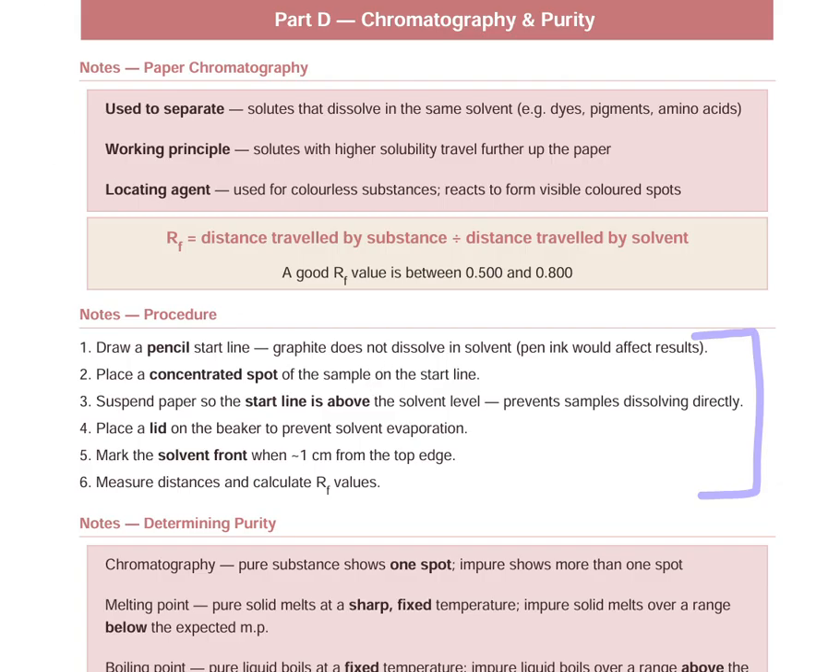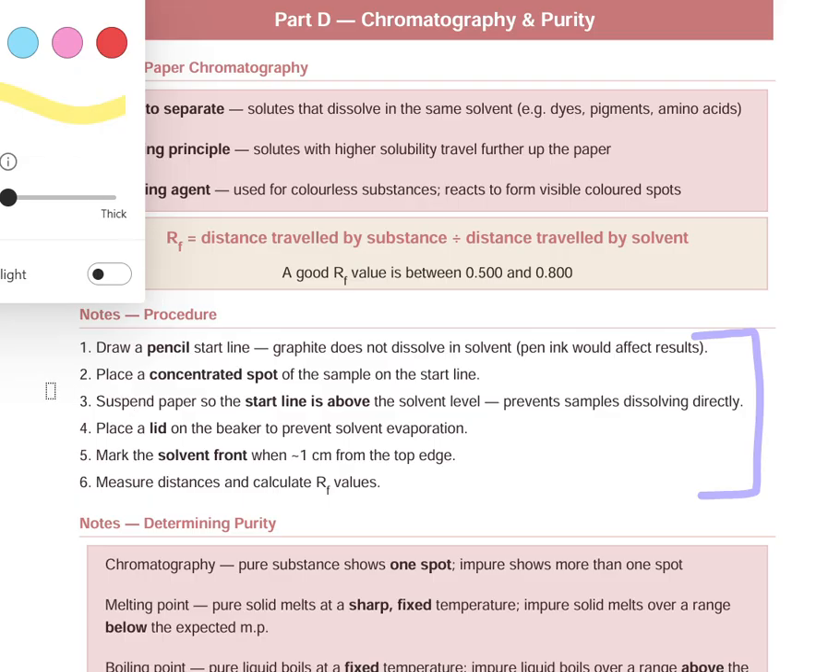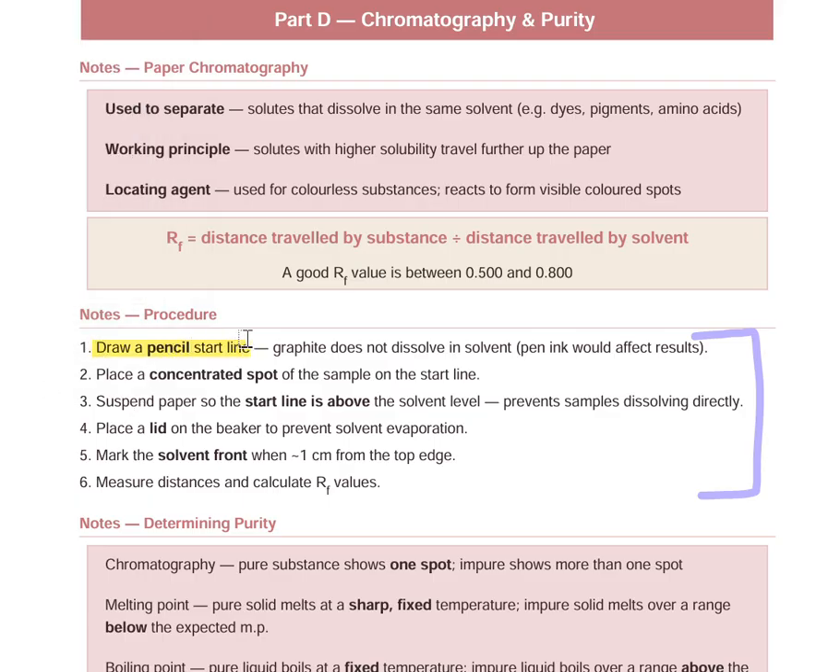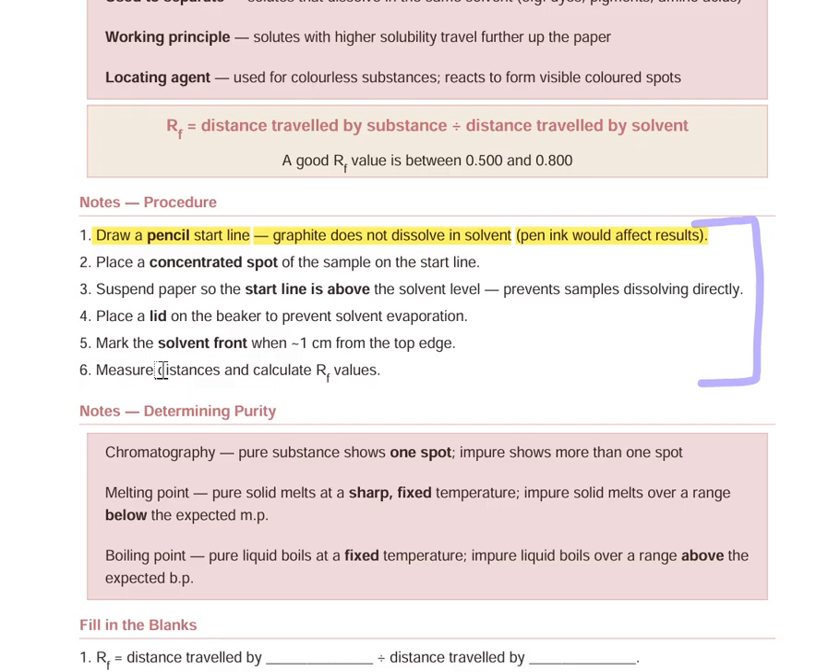And this is actually important. Sometimes the questions will ask you why you must draw the start line with pencil, and it's really annoying, but you have to write why. Because pen ink will affect results. That's probably because graphite does not dissolve in the solvent, which is also important. So these are all the things you need to know before we really do the paper.